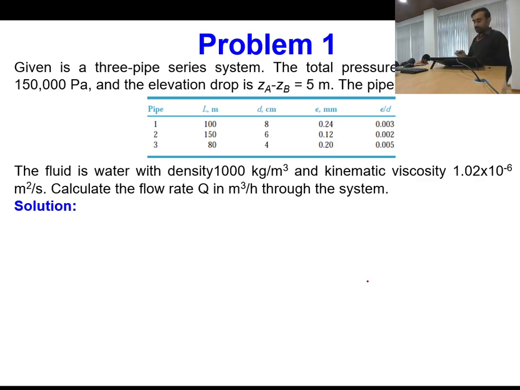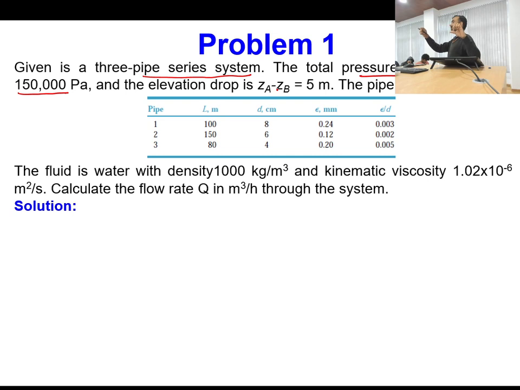Let's consider a three pipe series system as shown in the previous diagram, and the total pressure drop PA minus PB is 150,000 pascals. The static pressure difference is 150,000 pascals, and the elevation drop ZA minus ZB between junctions A and B is 5 meters. One small difference from the previous formulation: there all the pipes were horizontal, so ZA minus ZB was 0, but here the system is tilted, ZA is at a higher elevation, and ZA minus ZB is 5 meters.